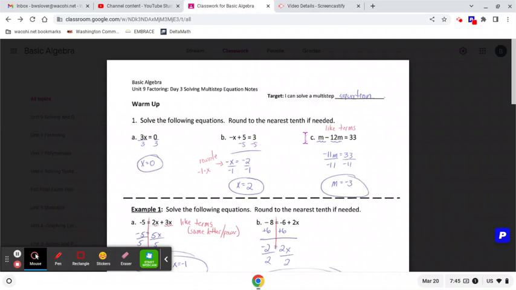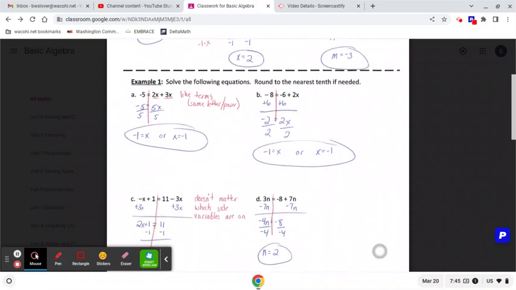And then letter C, you may see ones in today's notes where you have to collect like terms. So m minus 12m, they're on the same side of the equal sign. They are like terms, right? Same variable and same power. So I just add or subtract. So I end up with negative 11m equals 33, divided by negative 11, and I get m is negative 3. So that's just to get our mind thinking about solving.